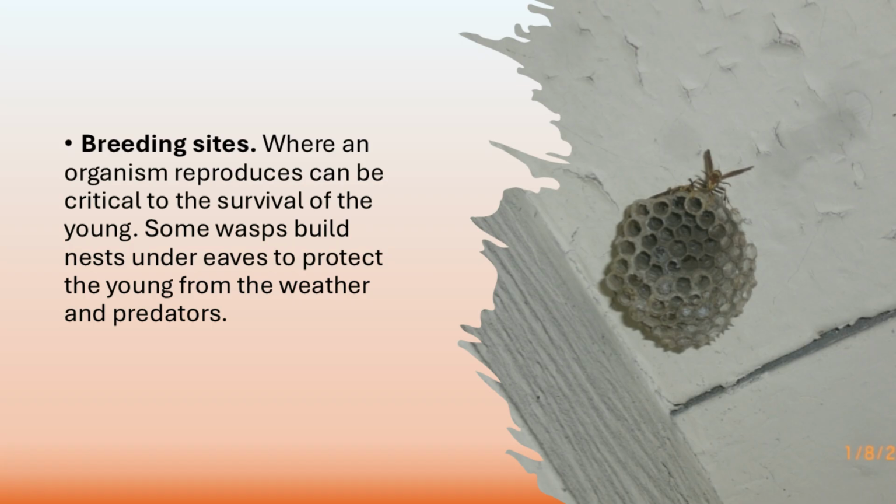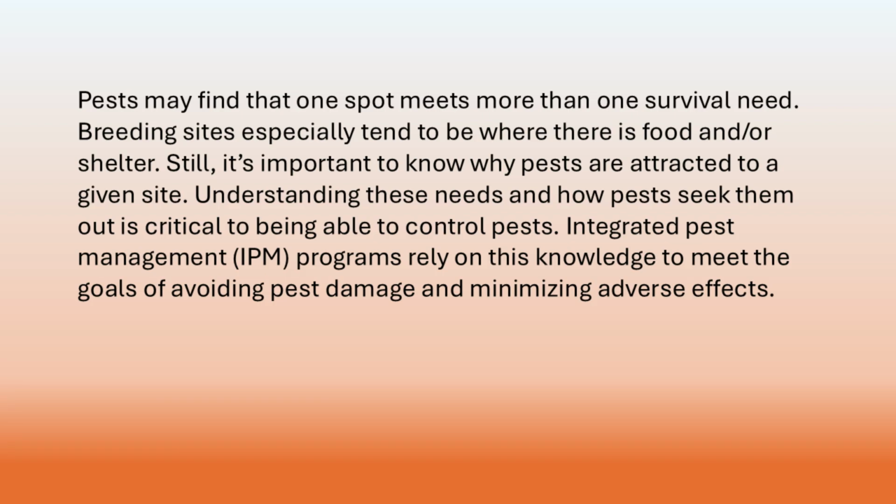Breeding sites. Where an organism reproduces can be critical to the survival of the young. Some wasps build nests under eaves to protect the young from weather and predators. Pests may find that one spot meets more than one survival need. Breeding sites especially tend to be where there is food and/or shelter. Still, it's important to know why pests are attracted to a given site.